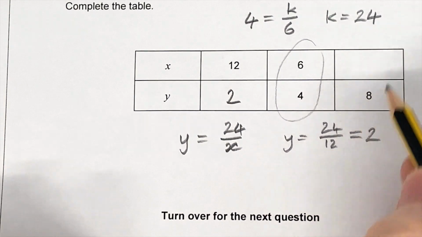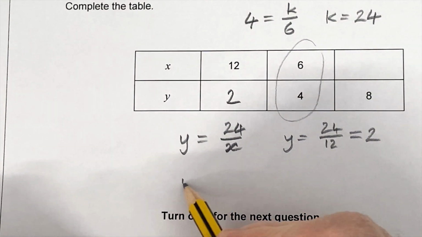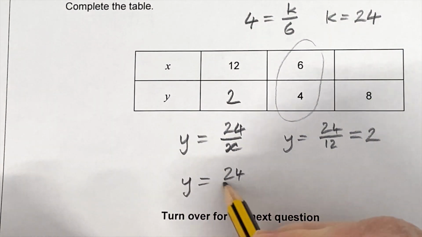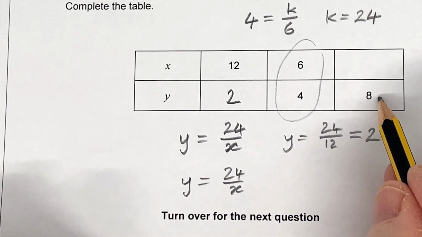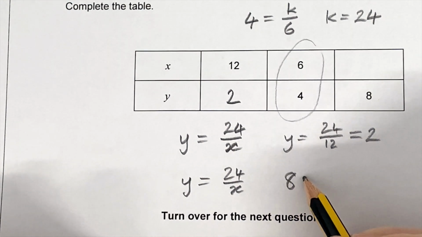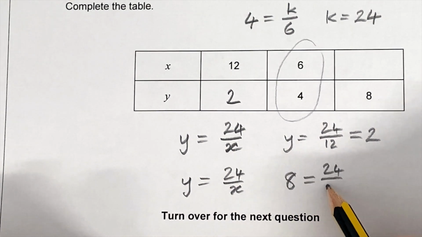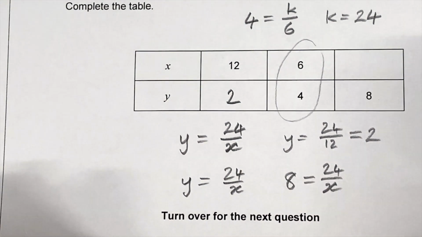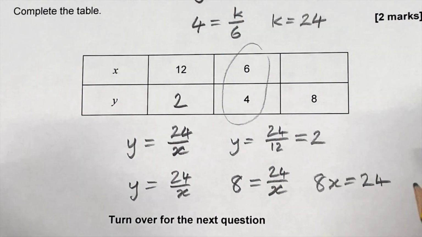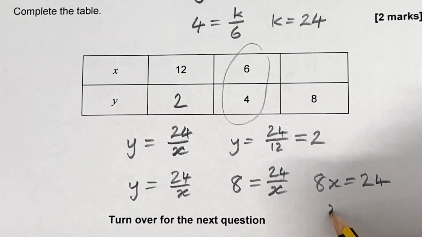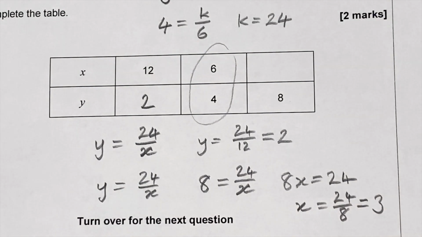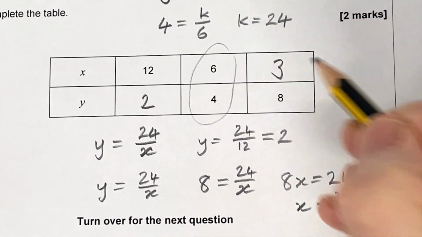Now we can use the same formula again here. Y equals 24 over x, but this time we've got the y value. So 8 is equal to 24 over x. And here you can cross multiply. 8x is 24. So x will be 24 divided by 8, 3. So we can put that in the chart.